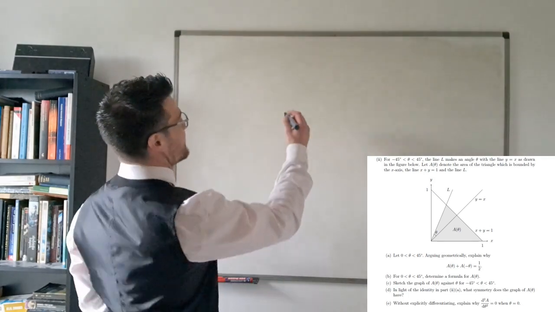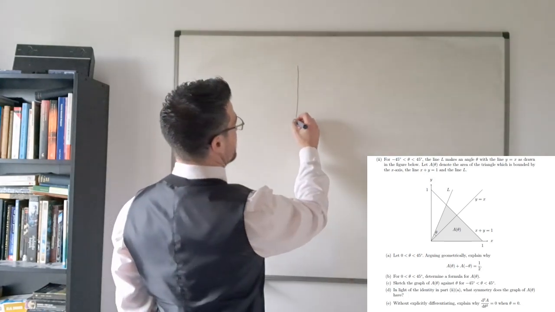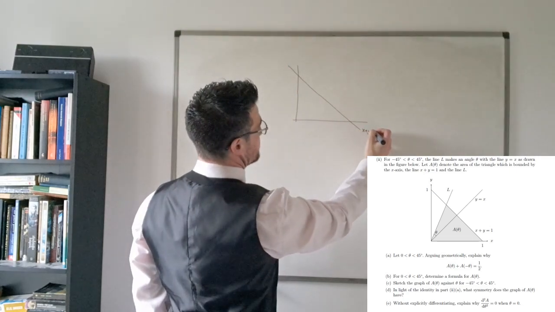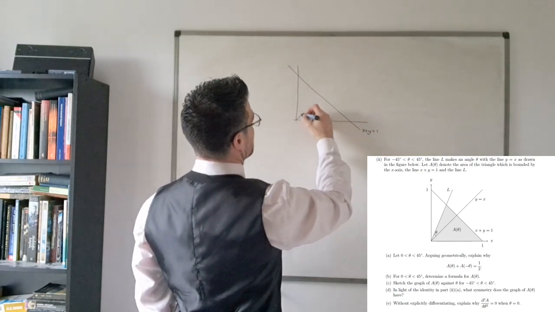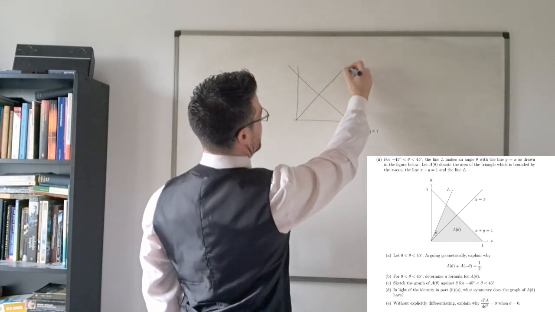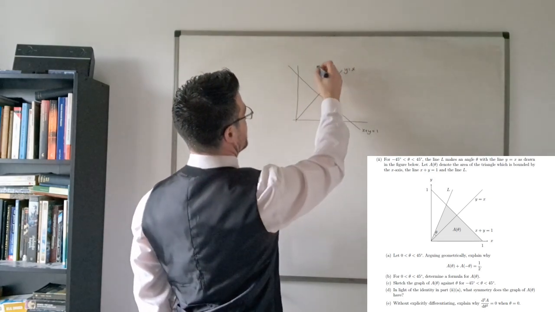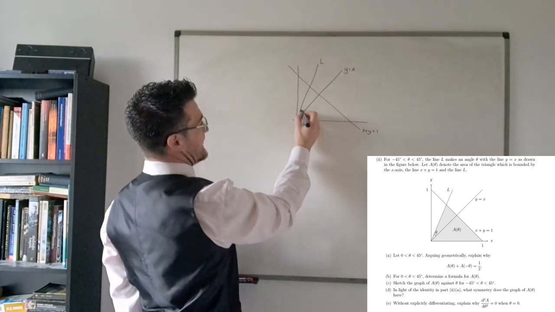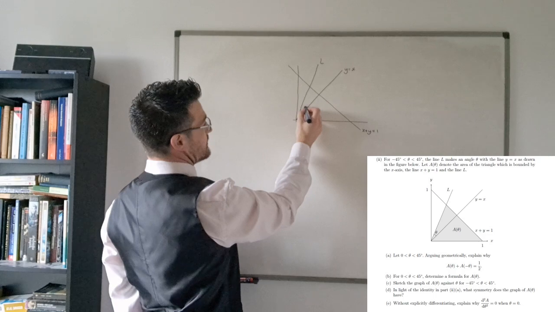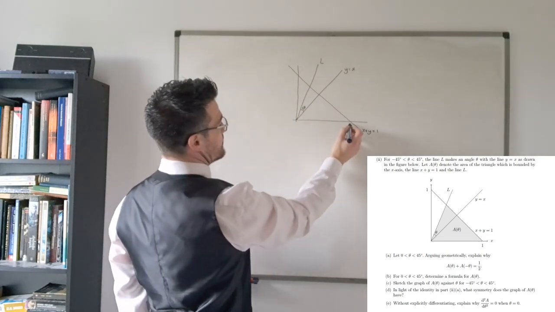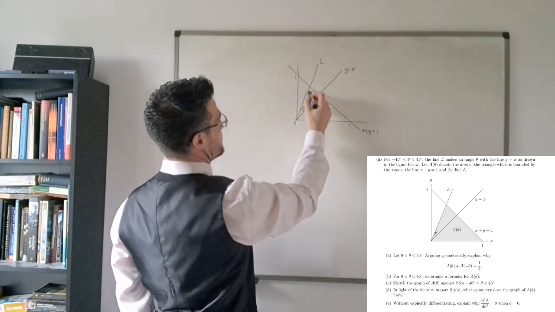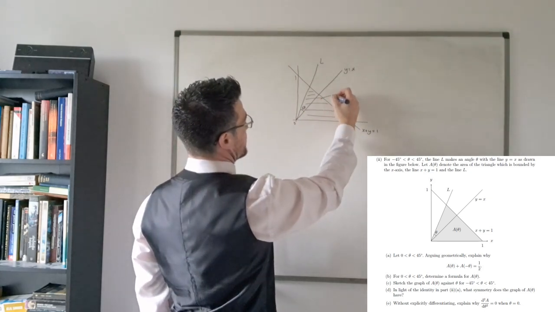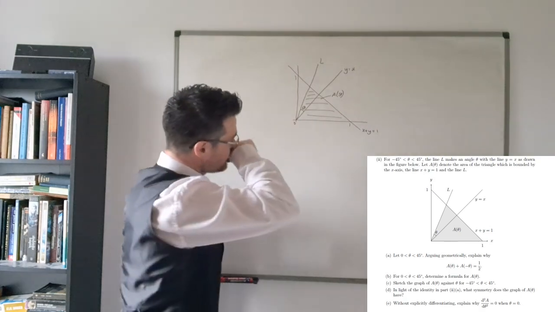Okay, so let's get all that into a diagram. x plus y equals 1. y equals x. We've got L. And this is the angle theta here. 0, 1, 0, 1. And this is the area A of theta.